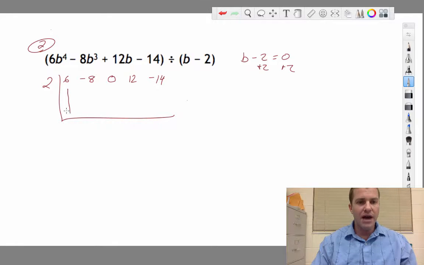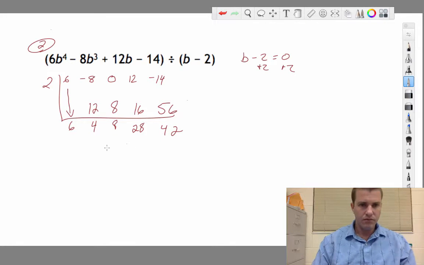So I'm going to bring down that first coefficient, 6, multiply. 2 times 6 is 12. Combine, that becomes +4. Multiply, 8. Add it with 0 is 8. Multiply is positive 16. This becomes positive 28. Multiply, and that's going to be positive 56. And combine them, and that becomes 42.